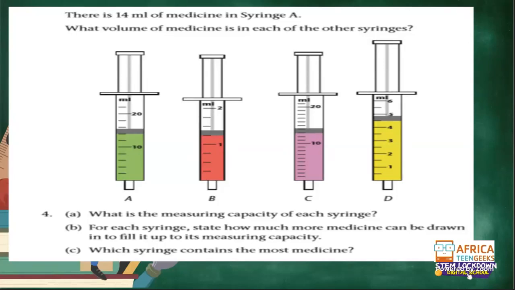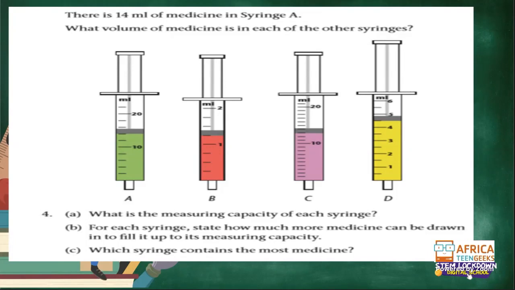All right, can we focus on the question? For each syringe, state how much more medicine can be drawn in to fill it up to its measuring capacity. Remember how we did it yesterday, right? The capacity is 20 milliliters, and the medicine inside is 14 milliliters.